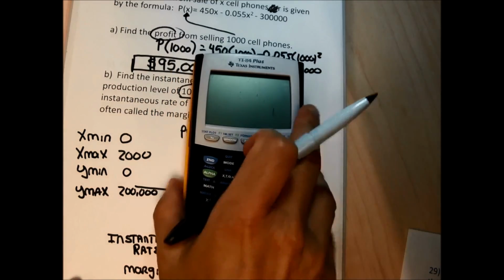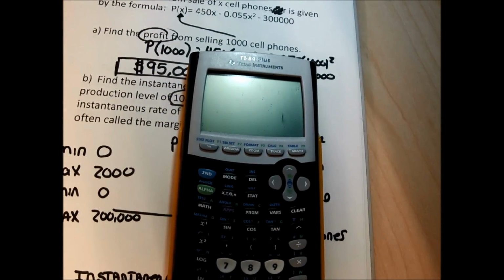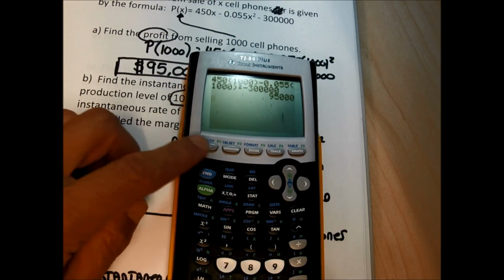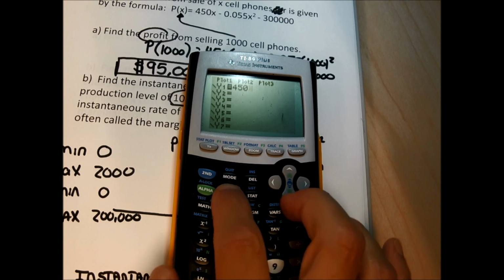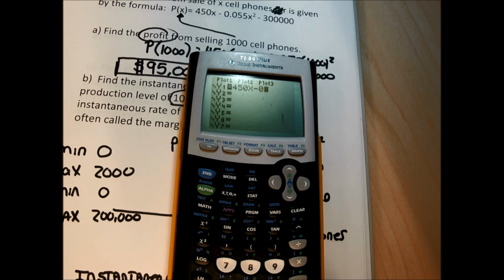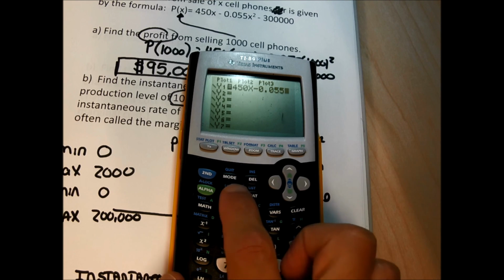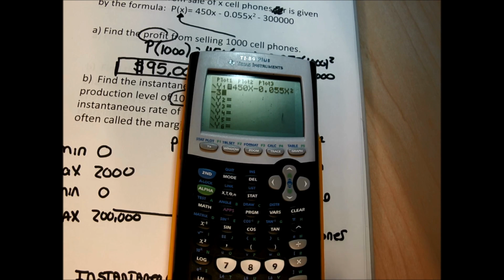So break out my calculator. I'm going to enter that function. So on y equals, clear, now 450x minus 0.055x squared minus 300,000.